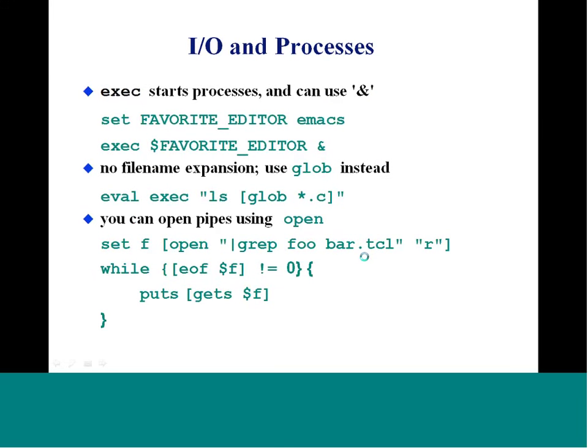In order to execute certain processes, we can do two things. One is we can use an exec command, which is shown here, and then we can also use the ampersand. Here we are starting Emacs by setting the favorite editor to Emacs, and then executing the favorite editor with ampersand. This opens up a new Emacs window, and it won't obstruct the main process that we are already working on.